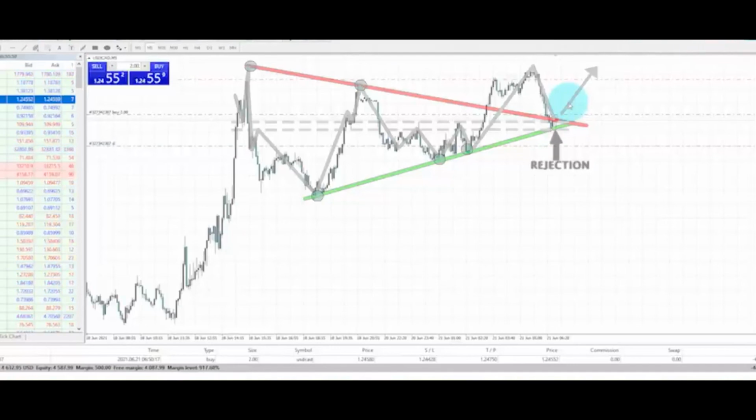This pattern is known as ascending triangle. An ascending triangle is a breakout pattern that forms when the price breaches the upper horizontal trend line with rising volume. It is a bullish formation.